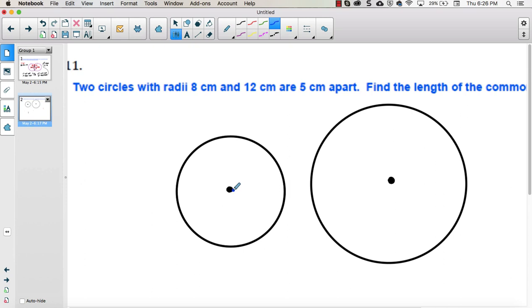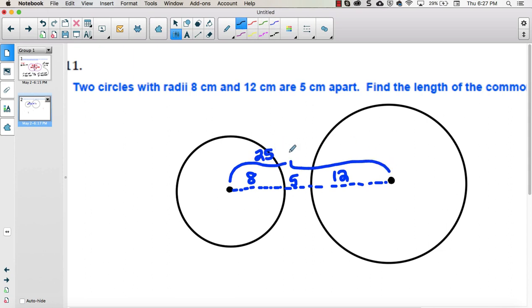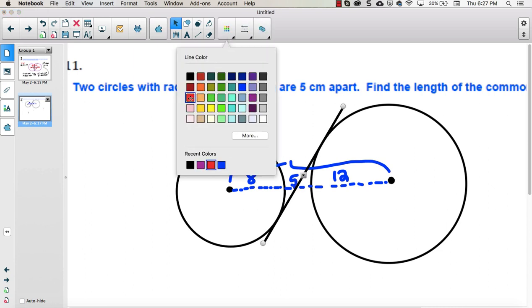All right, so I know that this length right here is 8, and this length right here is 5, and this length right here is 12. So I know that the distance between them is 25, right? So I know that's 25. I'm going to put it offset like that. And I'm looking for the common internal tangent. I'm going to actually make it as neat as I can. So a common internal tangent touches both of them. So it's something like that. And actually, let me change the color of it to red so you can see it.